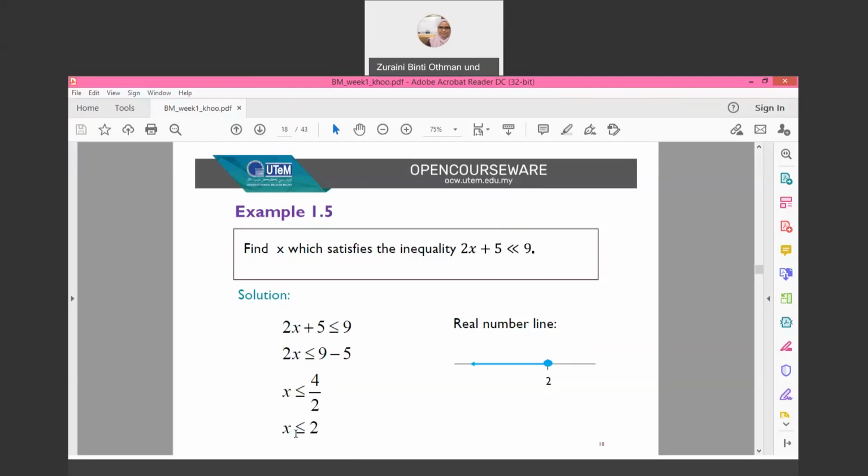When we want to illustrate x is less or equal to 2, so it becomes less or equal. So close interval, termasuk 2 sampai ke bawah semua ialah less or equal to. Okay, so this is the notation dia punya, how to write, and this is how we illustrate.